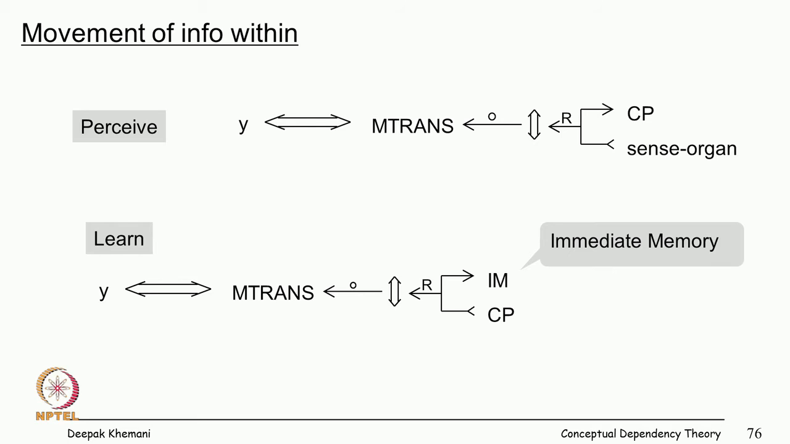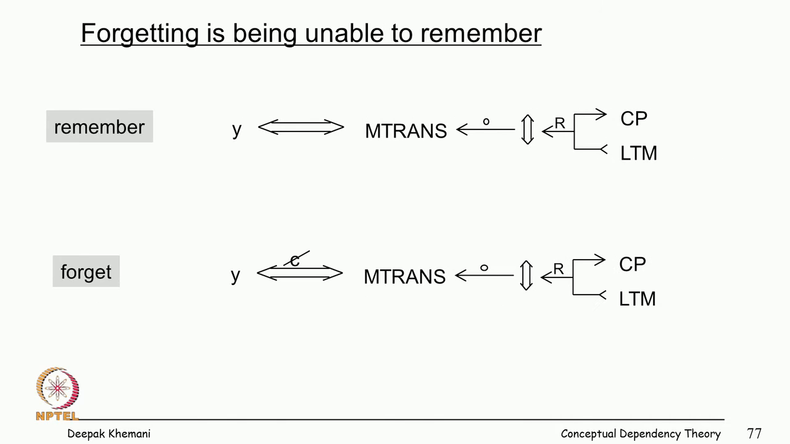Learning may be moving from conscious processor to immediate memory. This is just a way of modeling things essentially. Remembering, as we have already seen, is M-trans from long term memory to conscious processor. Forgetting is being unable to bring it from long term memory to conscious processor. So, this C with a slash across it stands for that you cannot M-trans it from your long term memory to conscious processor.